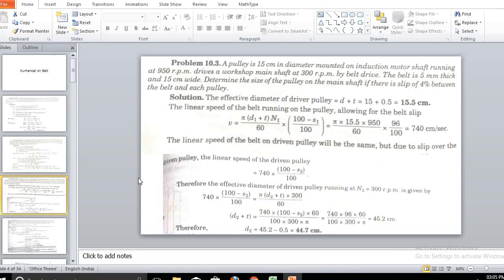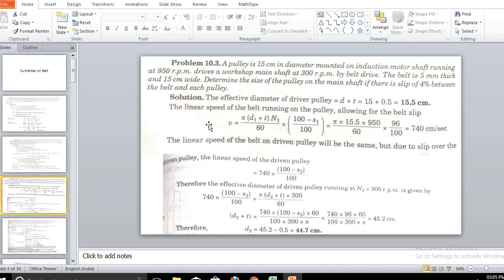So the third example. Here the third example is given: a pulley 15 centimeter in diameter, mounted on an induction motor shaft running at 950 rpm, drives a workshop main shaft at 300 rpm by belt. The belt is 5 mm thick and 15 cm wide. Determine the size of the pulley on the main shaft if there is a slip of 4% between the belt and each pulley. So the effective diameter of this driver pulley.